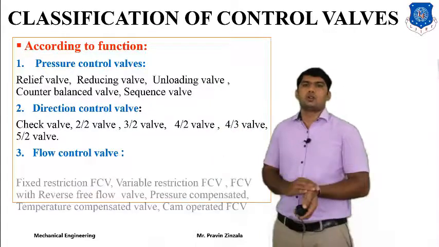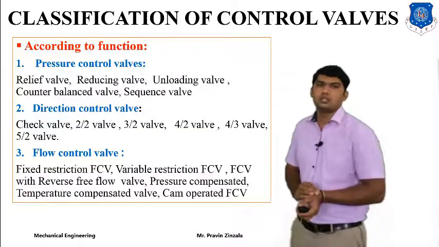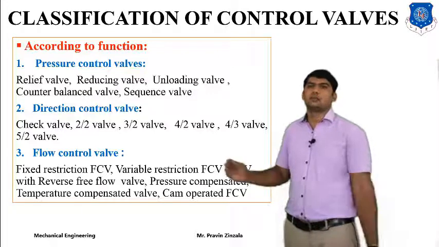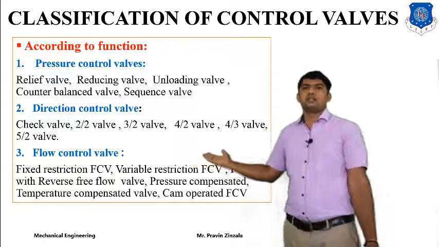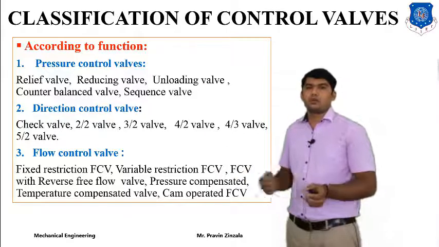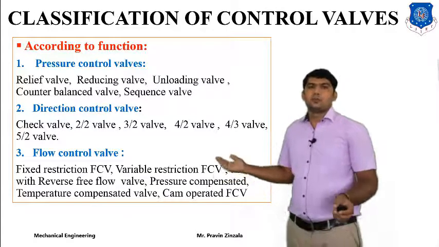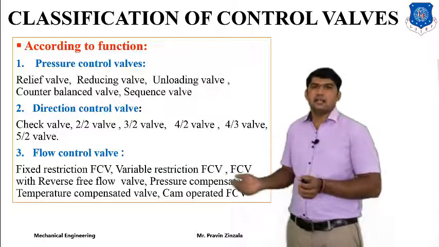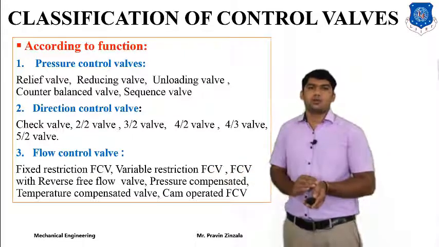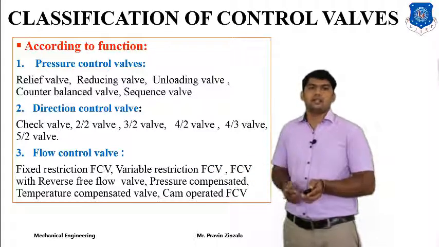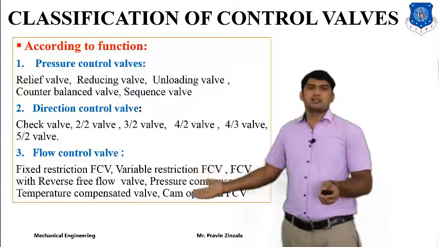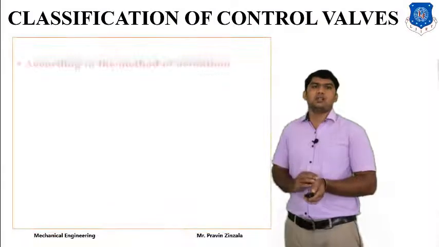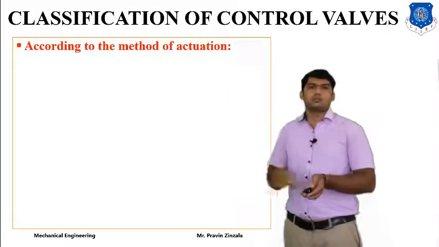The third example is the flow control valve. It is used to control the flow supplied to the different components of hydraulic and pneumatic systems. Examples of flow control valves are fixed restricted, variable restricted, flow control valve with reverse free flow valve, pressure compensated, temperature compensated, temperature and pressure compensated, and cam operated flow control valve. In a later lecture we will discuss what a flow control valve is, its construction and working.